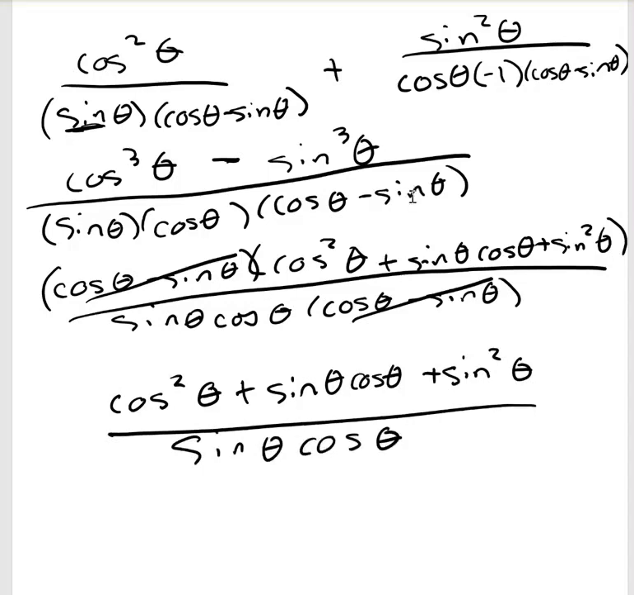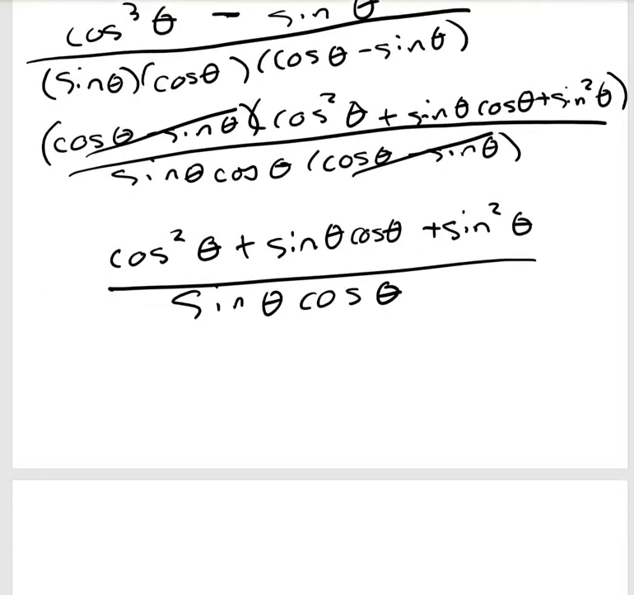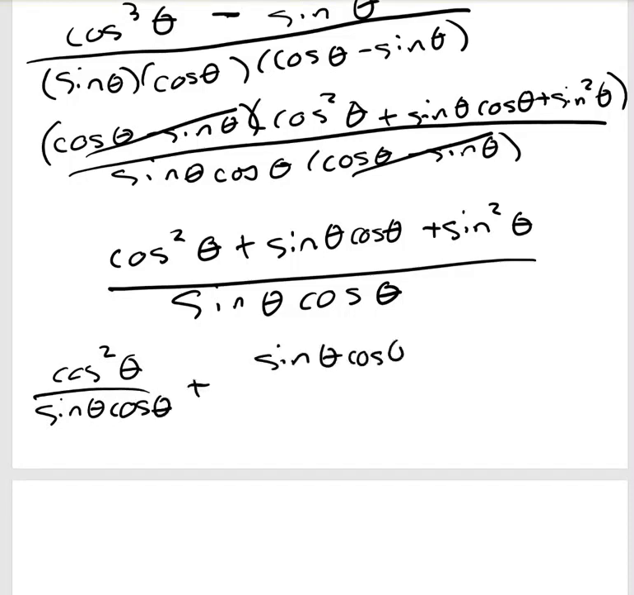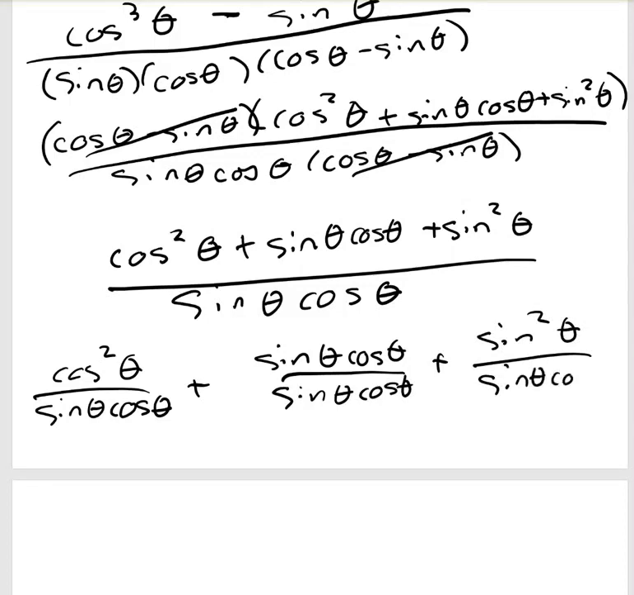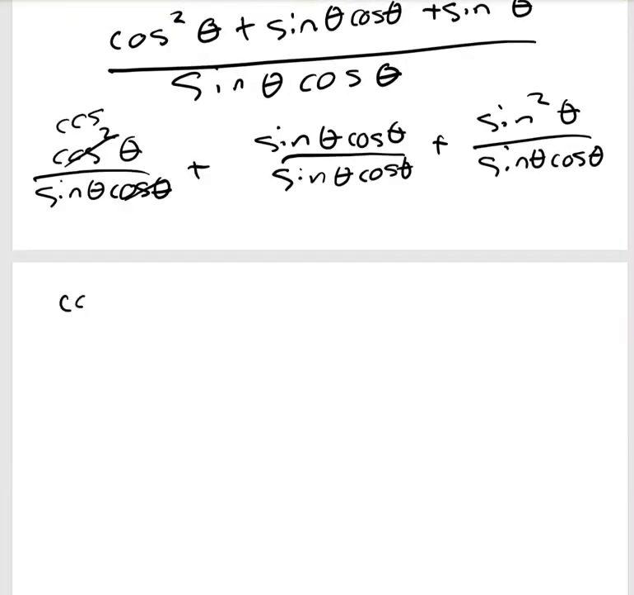So now we're going to break this up. I'm going to put cosine squared theta over sine theta cosine theta. I have sine theta cosine theta over sine theta cosine theta. And then I have sine squared theta over sine theta cosine theta. A little bit of reducing. One cosine cancels one cosine. So I still have a cosine theta left. So I end up with cosine theta over sine theta.